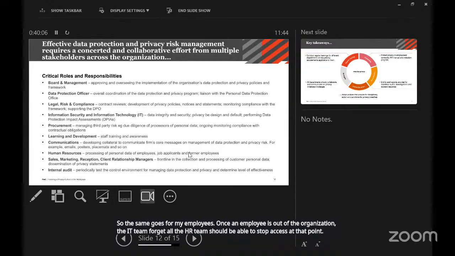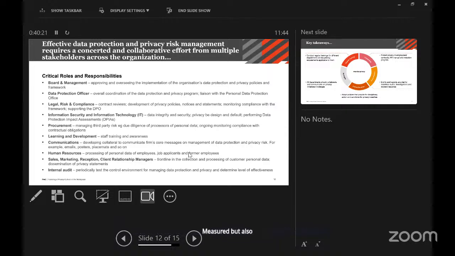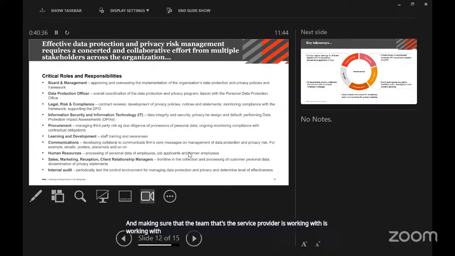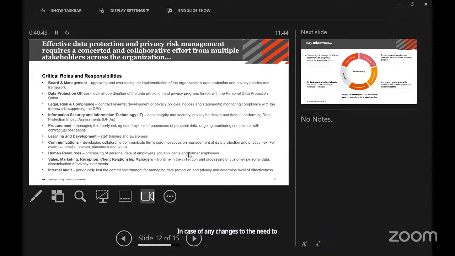Then when it comes to procurement, managing third-party risk, procurement teams usually have that mandate to conduct a due diligence and to make sure that personal data that will be accessed by the third party is measured but also controlled in a way that protects the data. Then there's a need, of course, to have ongoing monitoring of the contractual obligations under those procurement contracts, and making sure that the team that the service provider is working with is in constant communication with the procurement team in case of any changes to the need to access that information, and then the contracts would be amended. So you can see how the interplay between departments is important on an ongoing basis.